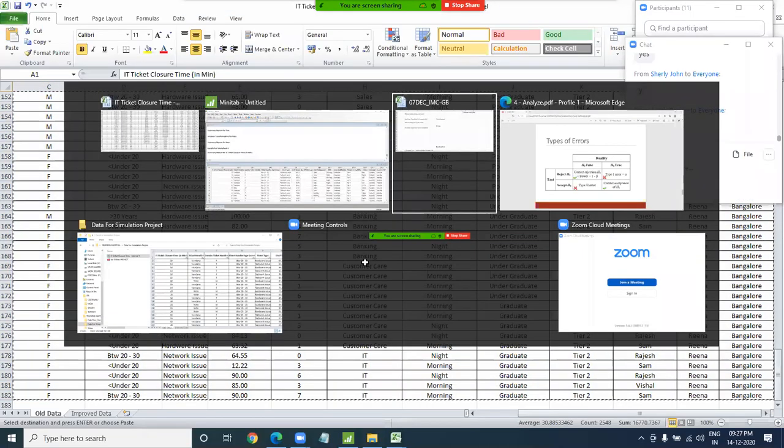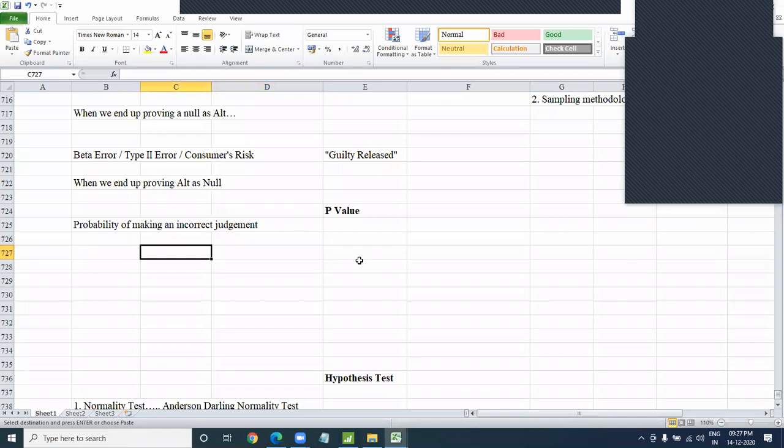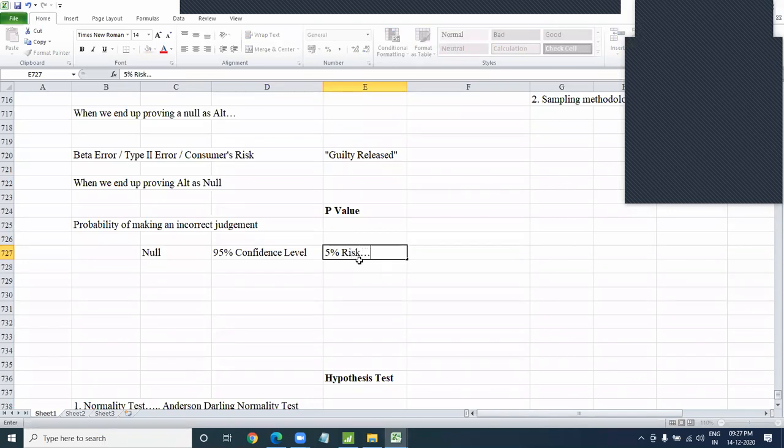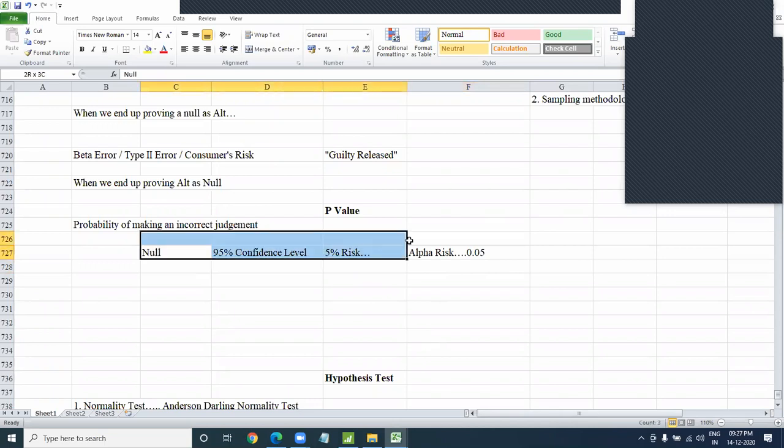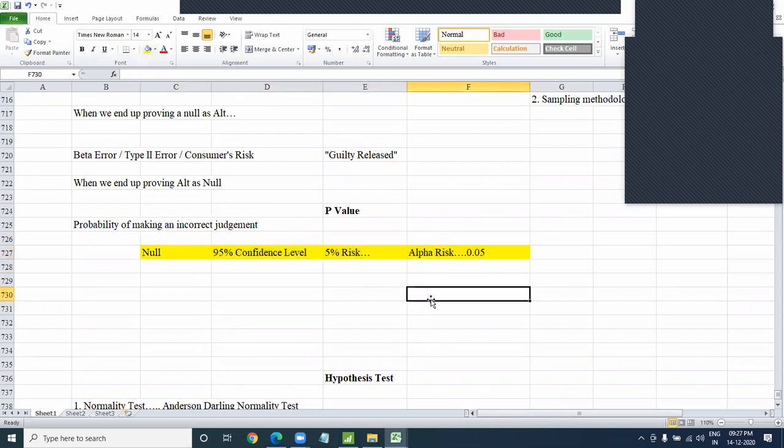So going back to this, all standard null definitions come with 95%. Everything that we do is at a 95% confidence level, which leaves us with 5% risk. This is known as alpha risk, which is 0.05, which we convert to 5% this way. With every null statement, you have this as fixed, standard. There are no debates around it. You're dealing with 95% confidence, so you're dealing with 5% risk. You have a probability that you can be wrong.